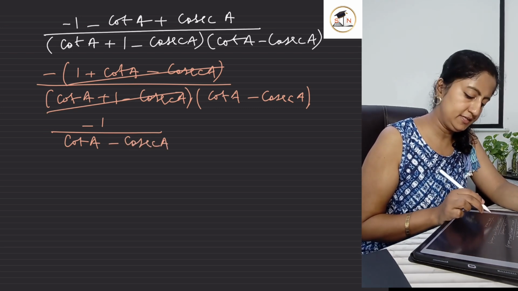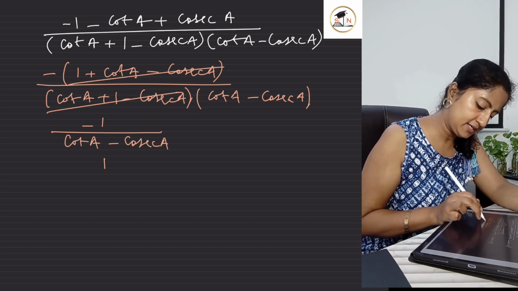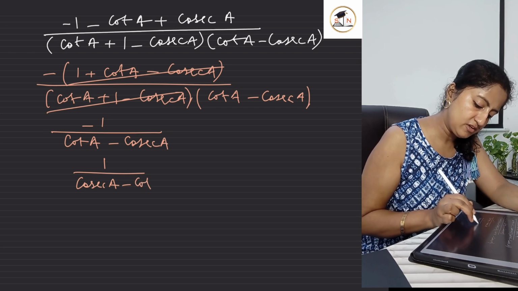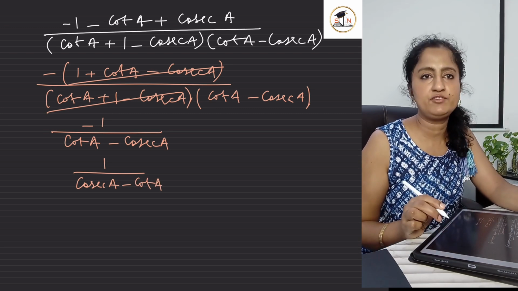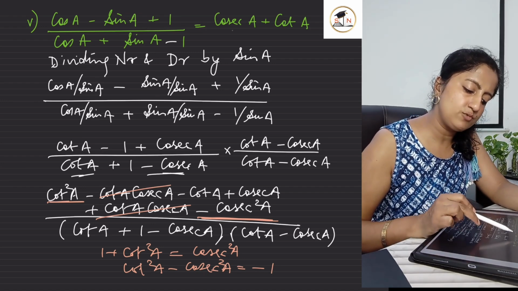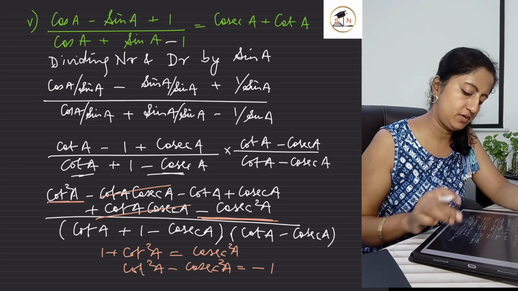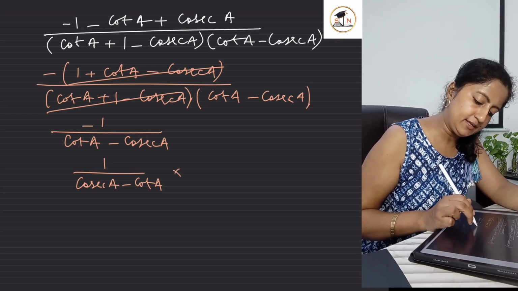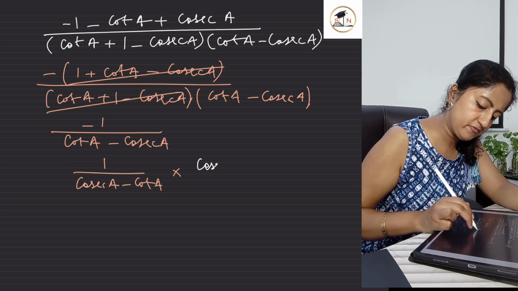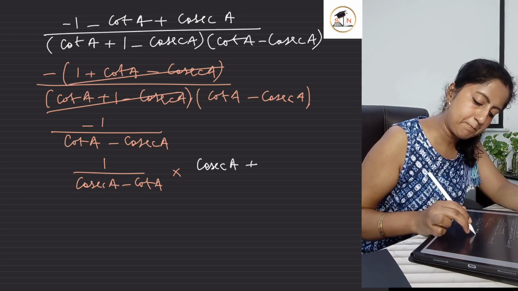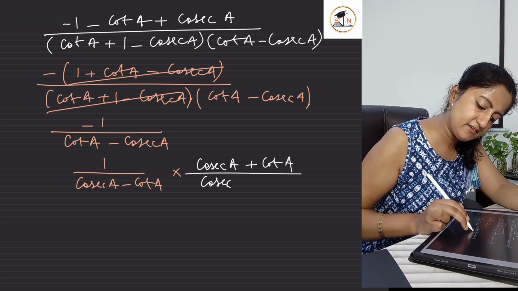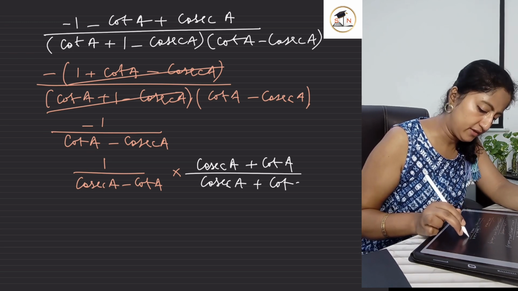Minus 1 on top needs to be absorbed at the bottom. That gives us 1 over cosec A minus cot A. But we have not yet achieved what they had asked. The right hand side was cosec A plus cot A. Okay. Over here, in order to get that, we need to rationalize. That means we are now going to multiply with cosec A plus cot A over cosec A plus cot A.